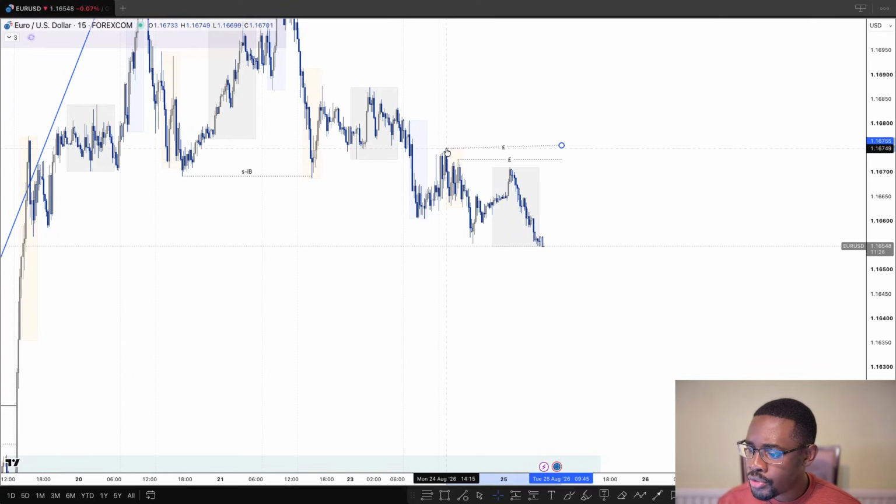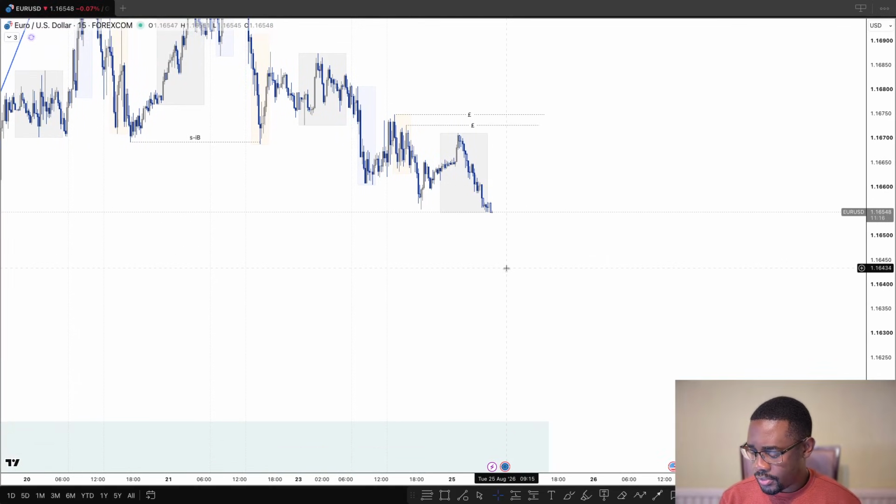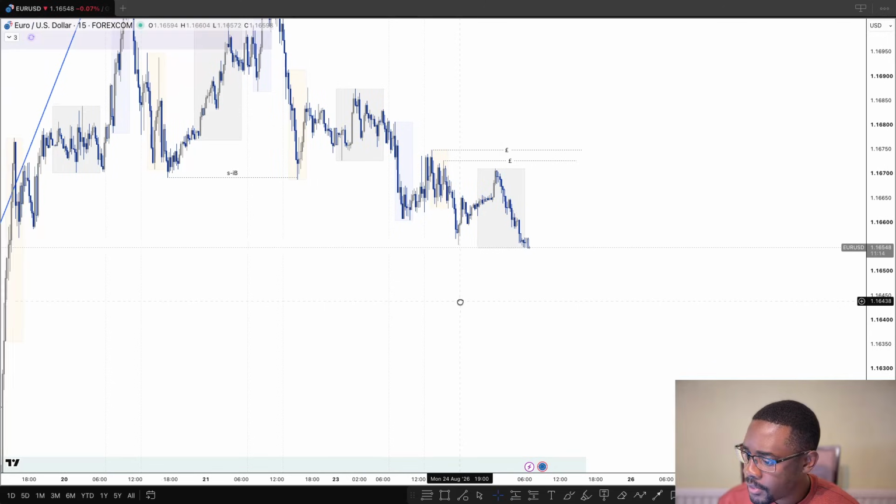And just mark these two highs. If anything happens to them, then maybe looking for shorts. But as it stands, it's just a waiting game now. It's just a waiting game.